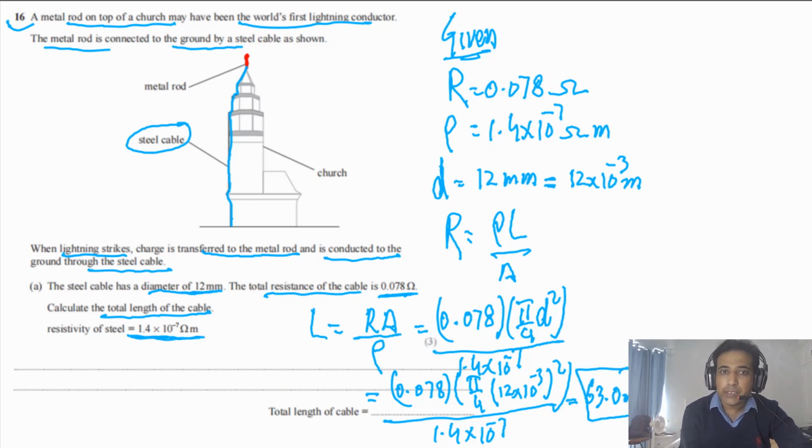This question is very straightforward one, just simple use of this equation, and you need to be careful with units. So this unit you have to convert into meters.